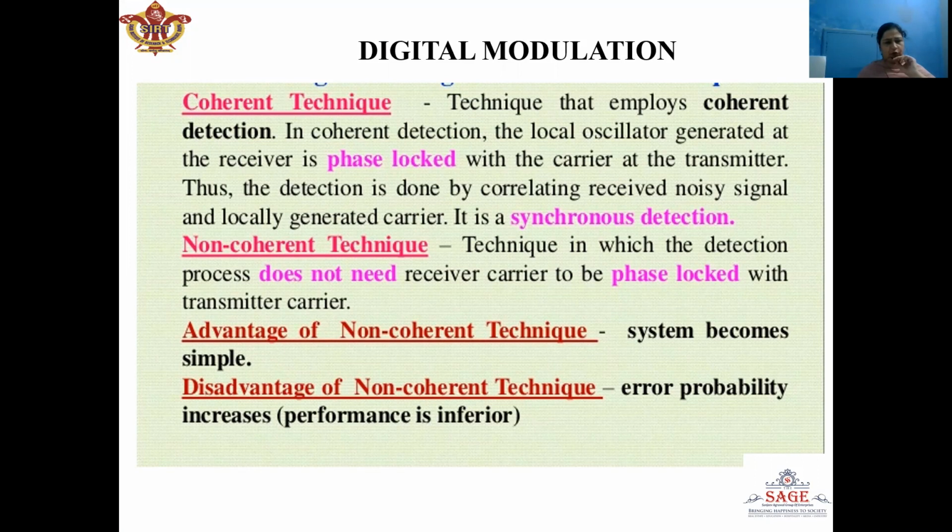Then we have the non-coherent technique. It is the technique in which the detection process does not need the receiver carrier to be phase locked with the transmitted carrier. Here the system becomes simple. But the disadvantage of the non-coherent technique is that error probability increases and thus the performance becomes inferior.